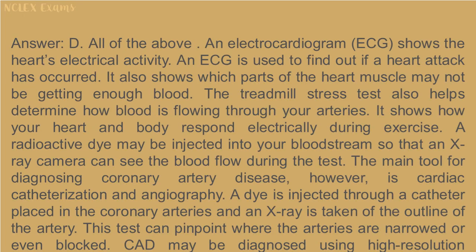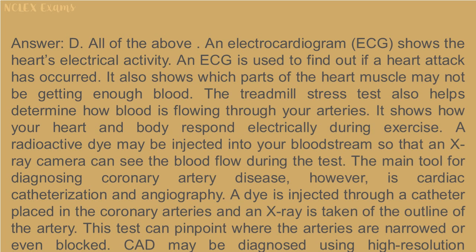Answer: D. All of the above. An electrocardiogram (ECG) shows the heart's electrical activity. An ECG is used to find out if a heart attack has occurred. It also shows which parts of the heart muscle may not be getting enough blood. The treadmill stress test also helps determine how blood is flowing through your arteries. It shows how your heart and body respond electrically during exercise.